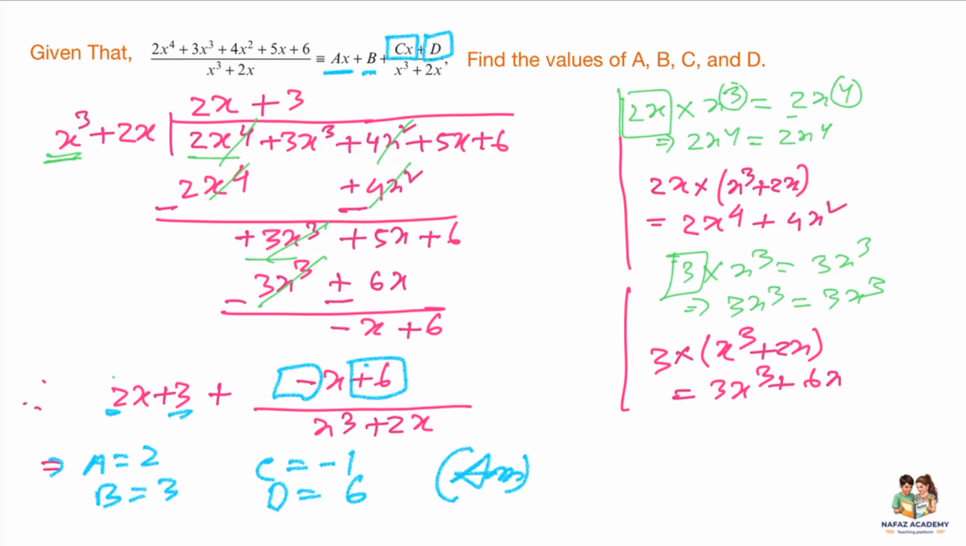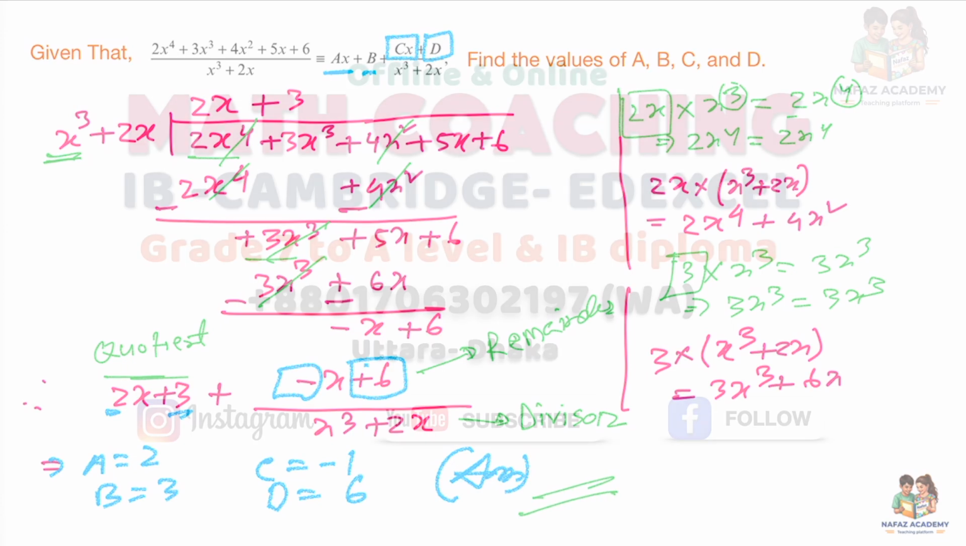This one is the quotient, right? This is how to write the answer pattern. The top part is the remainder, and this denominator is the divisor. This is the system. Thank you.